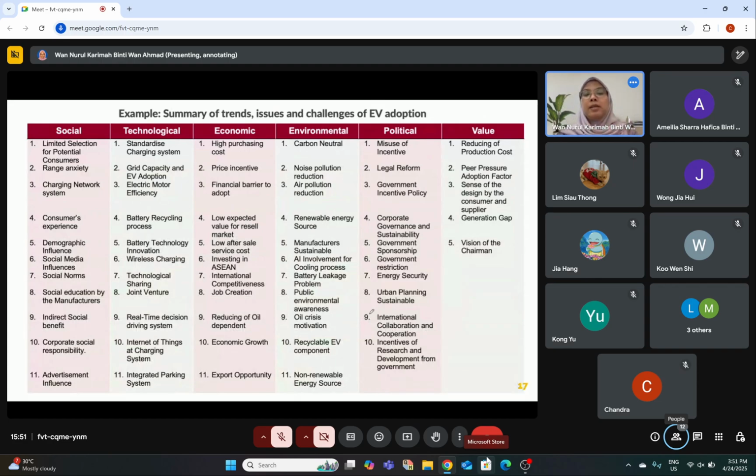Okay. Then tadi, the first table, list of statements and the key terms, and then you take the key terms and summarize it in this table. And once you have this summary table of trends, issues, and challenges of the key terms, you try to find interrelationship between all the key terms, how it relates to each other, contohnya kan.